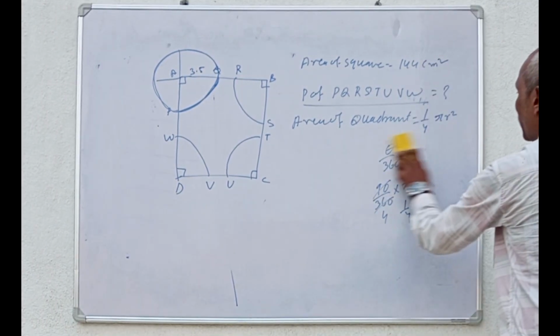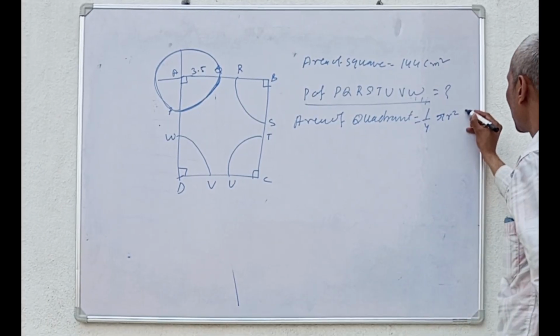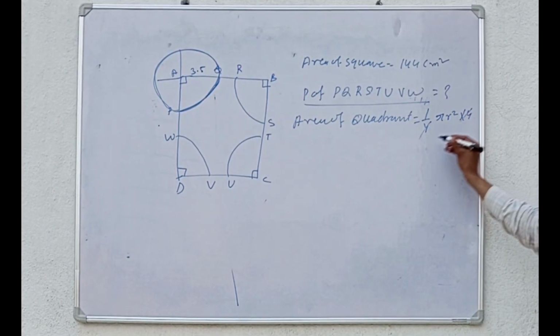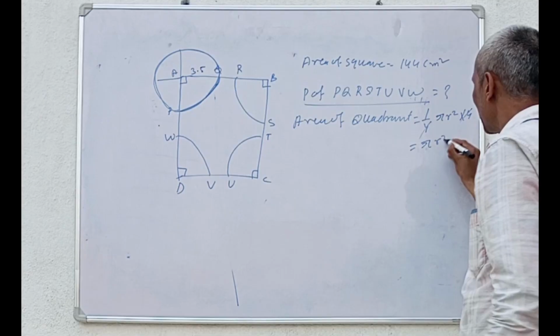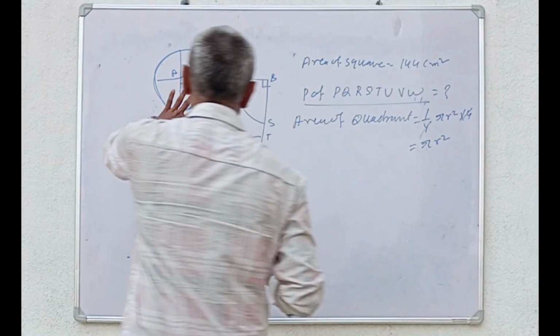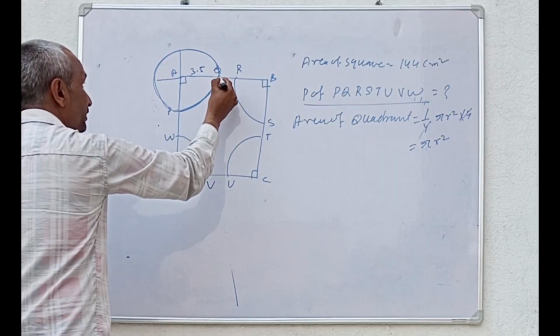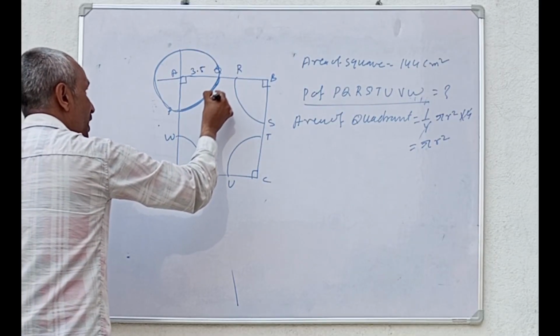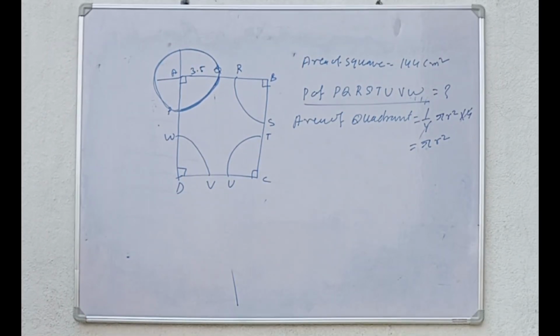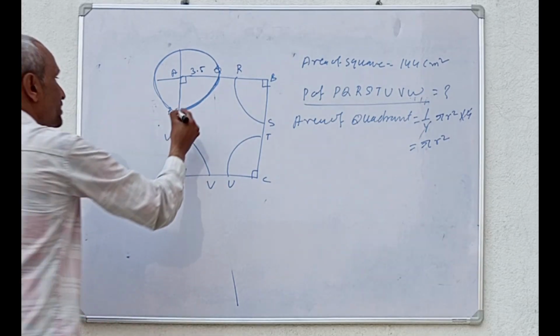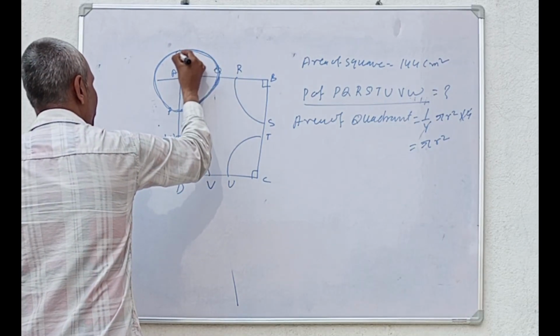So directly written. But how many quadrants are there? Total 4 are there. So multiply by 4. This 4 cancels. So what becomes here? Pi r square. Now, it is asked in the total area of the quadrant. But it is asked for the arc. What is the length of the arc? Length of the arc is asked, which means it is asked for the circumference. This will become the circumference now.